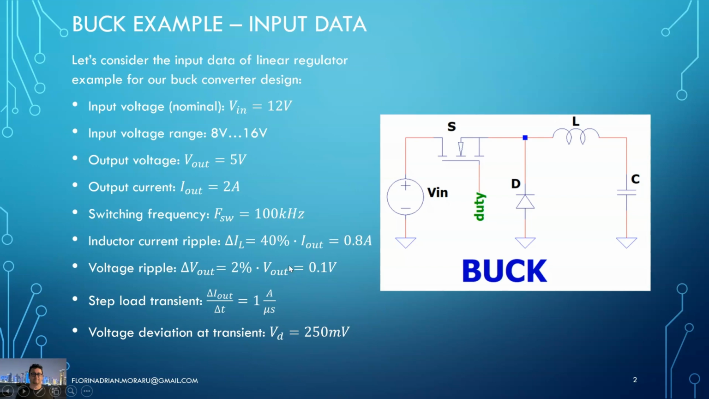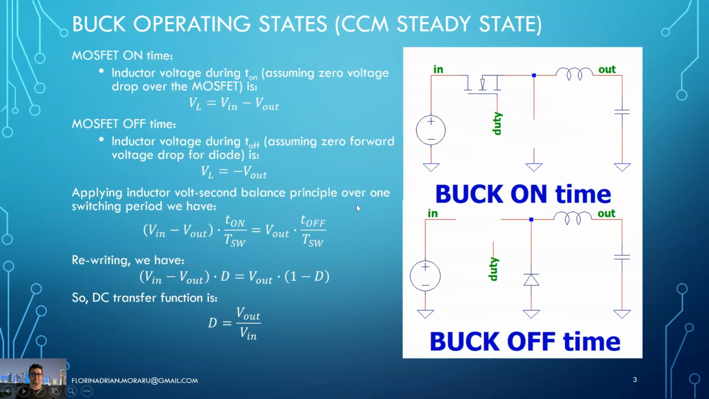We want to have a maximum output voltage ripple within 100 millivolts, and we know that our load generates transients like 1 amp with the speed of 1 amp per microsecond, and for these transients we don't want to see a voltage deviation which is higher than 250 millivolts. Okay, therefore let's go for our buck converter.